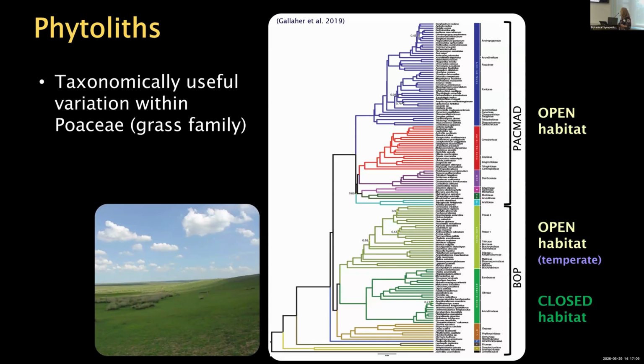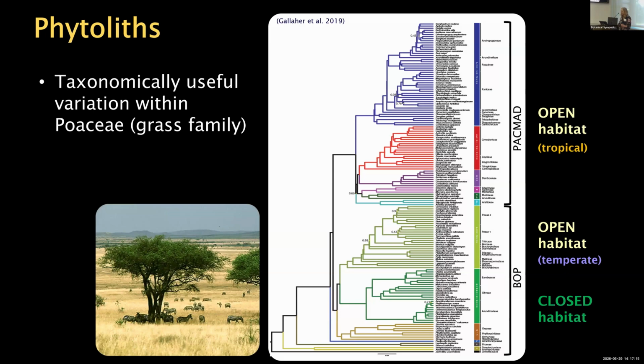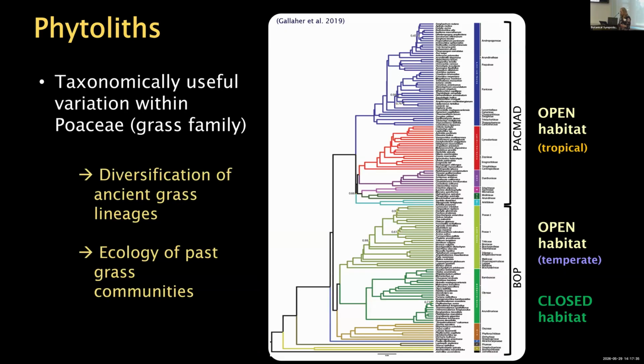So first, the cool temperate Pooids, which dominate temperate grasslands. And then the so-called PACMAD clade, which contains tropically adapted open habitat grasses and also closed habitat grasses. And within the PACMADs, we see the independent evolution multiple times of C4 photosynthesis. And the C4 grasses are what dominate tropical grasslands and savannas today.